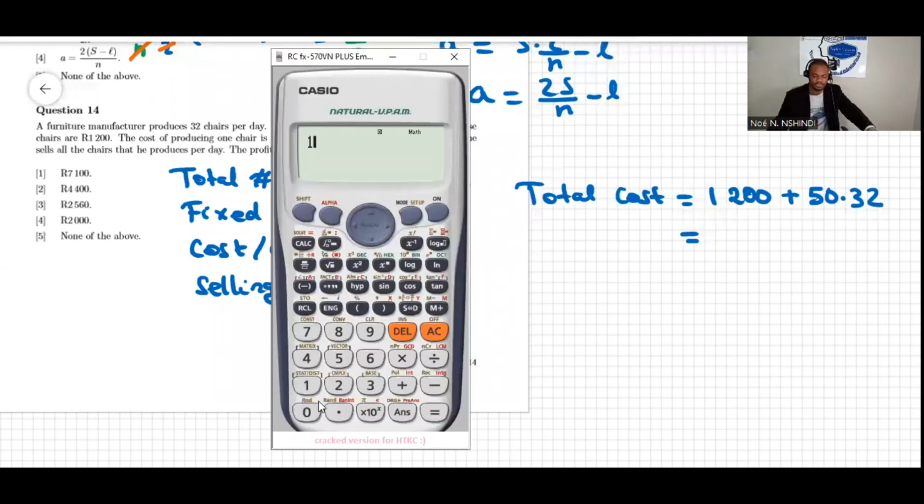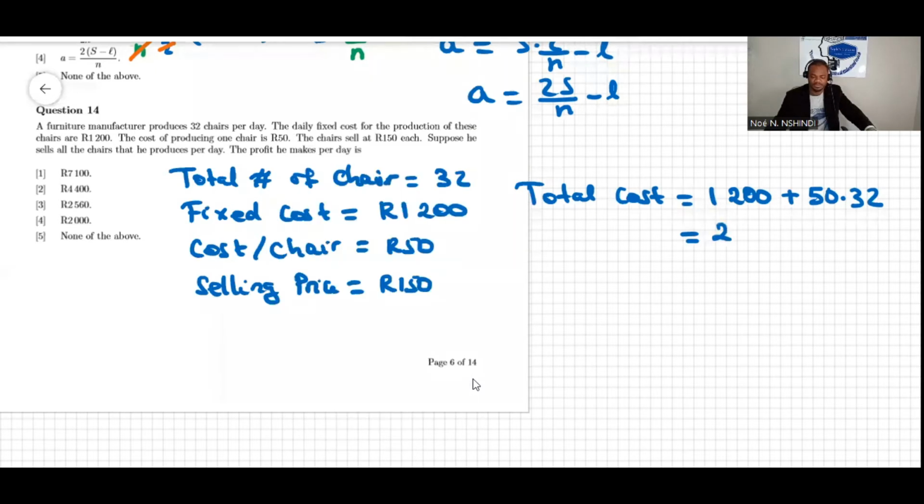Okay, and then this will be equal to, let's use a calculator. So we have 1,200 plus 50 times 32, and this is equal to 2,800. Now, that's the total cost of producing all the 32 chairs.